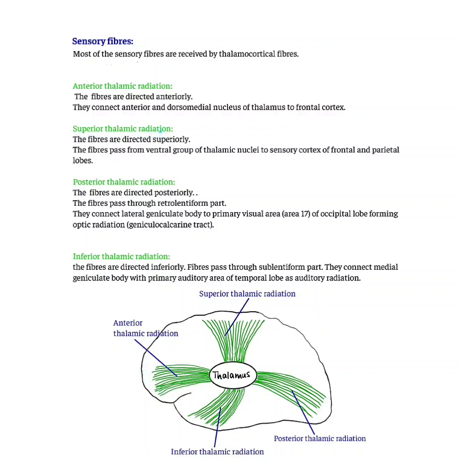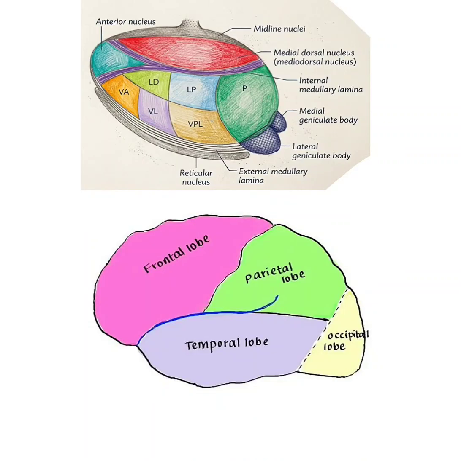Superior thalamic radiation. The fibers are directed superiorly. The fibers pass from the ventral group of thalamic nuclei to the sensory cortex of the frontal and parietal lobes.